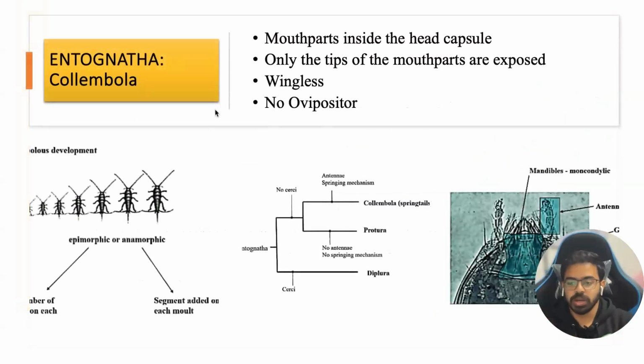So next up are the four orders I have mentioned: Collembola, then Protura, then Diplura, and Thysanura. These are the four orders you should remember. These are the Apterygote orders. Everyone knows. I have mentioned one other thing, that is Entognatha and Ectognatha. Does anyone of you know about Entognatha and Ectognatha?